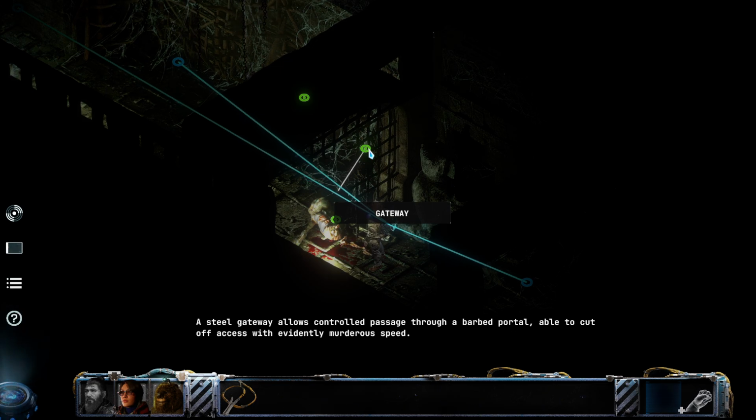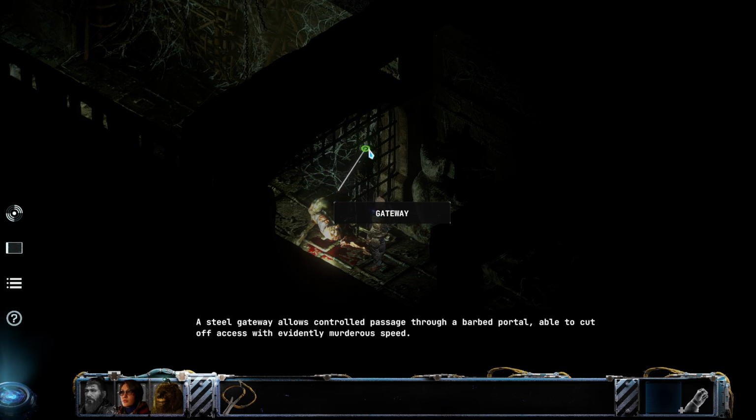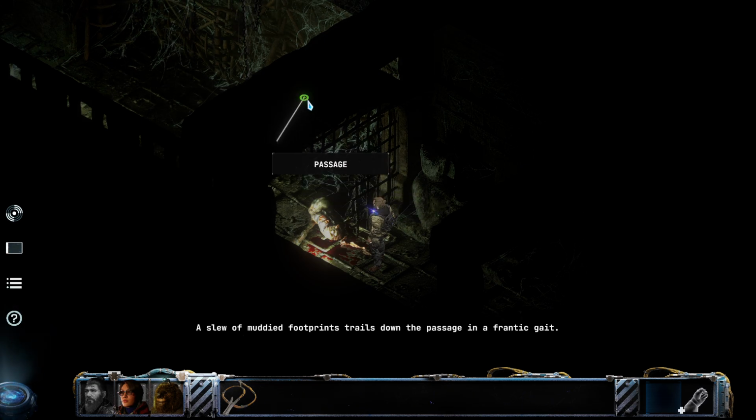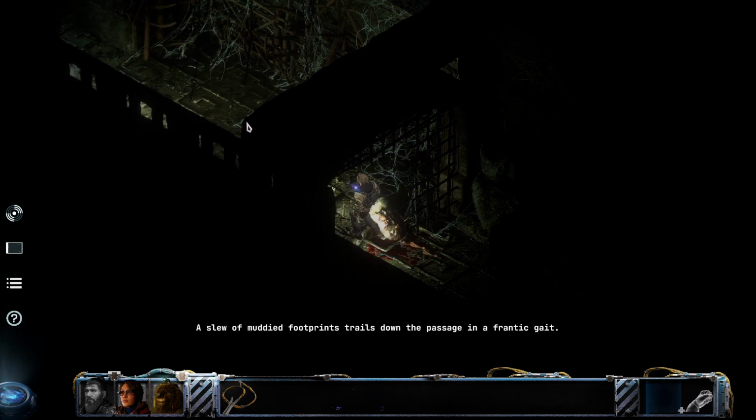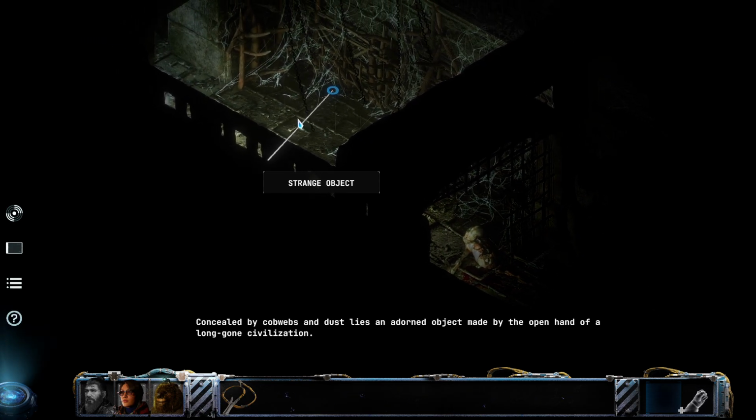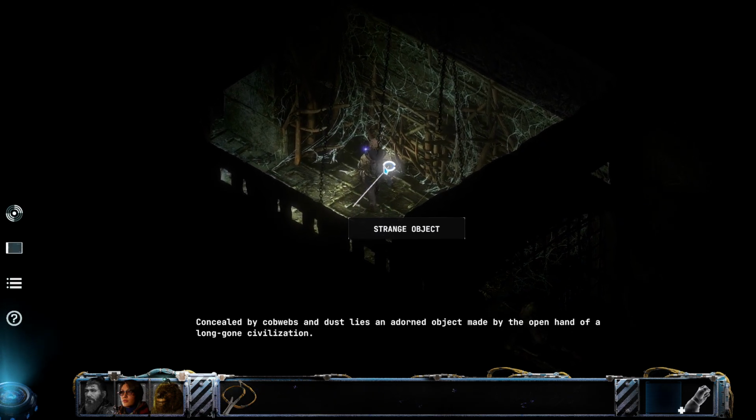A steel gateway allows controlled passage through a barbed portal, able to cut off access with evidently murderous speed. A slew of muddied footprints trails down the passage in a frantic gait, and I'm just going to walk right in there because I'm very smart. I have a lot of concern for my own well-being.